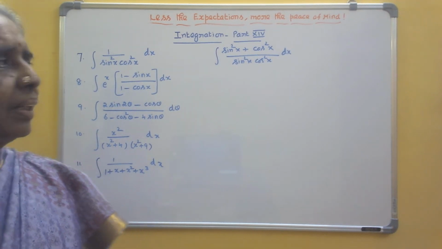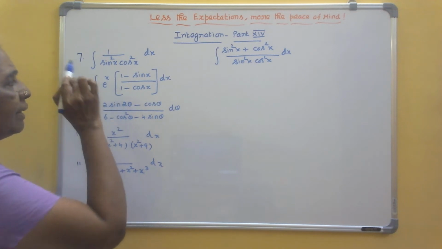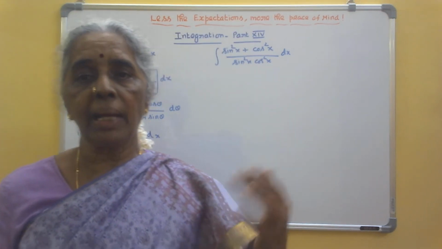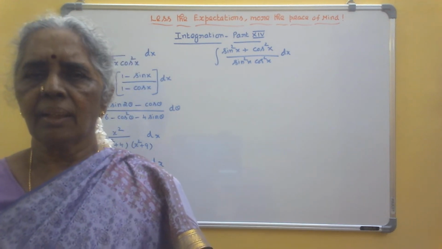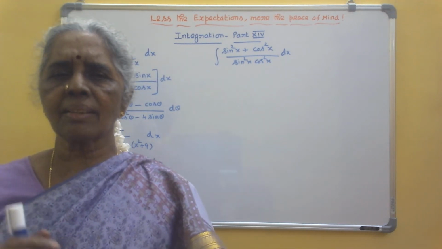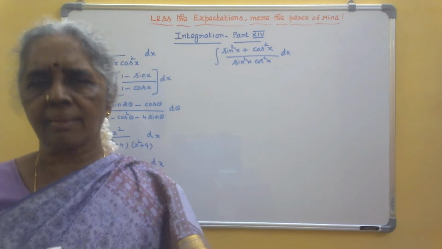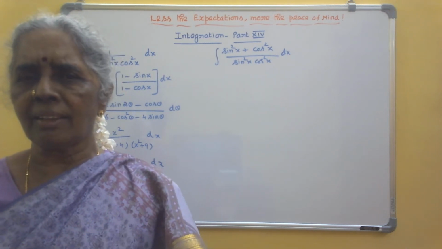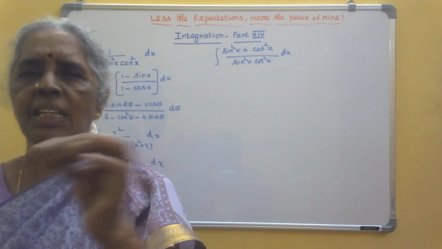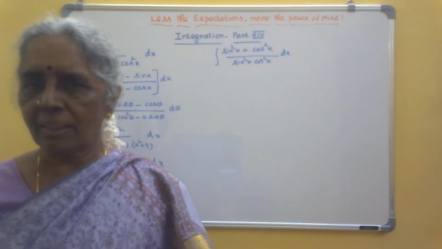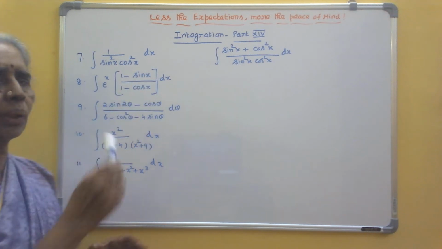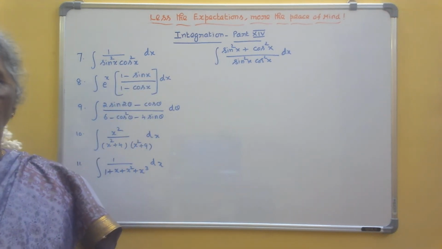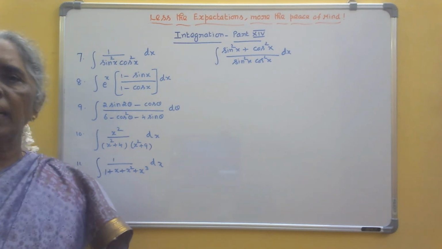Okay? Now, 8th one. Integral e power x into 1 minus sin x by 1 minus cos x dx. On seeing the e power x multiplied by something, you can guess it is going to be some formula related, that is e power x into f of x plus f dash of x dx, right? But it is not straight, you cannot fix something to f of x and something to f dash of x. So here, you have to use some half-angle formula.